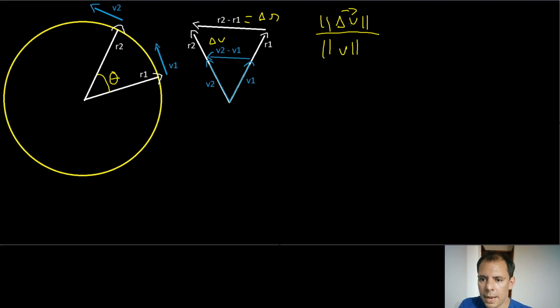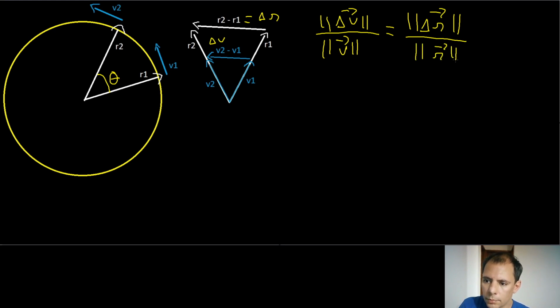The magnitude of delta V divided by the magnitude of V equals, because the triangles are similar, the magnitude of delta r over the magnitude of r. Which r? This r or this one? It doesn't matter, because it's circular motion. That means that the magnitude of all r's are going to be the same, and the magnitude of all v's are going to be the same. That's why this is just v and this is just r.